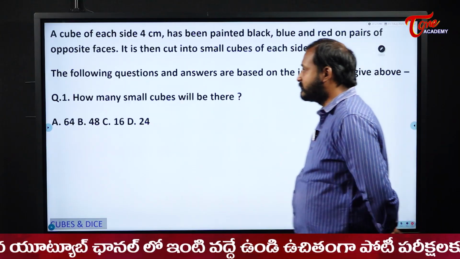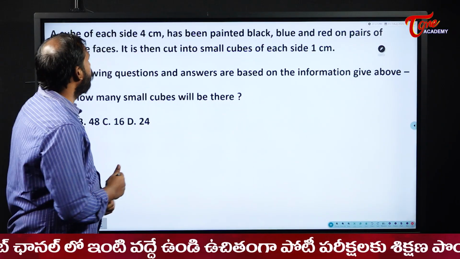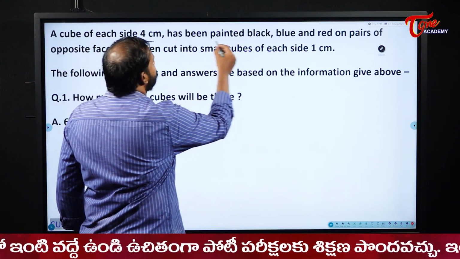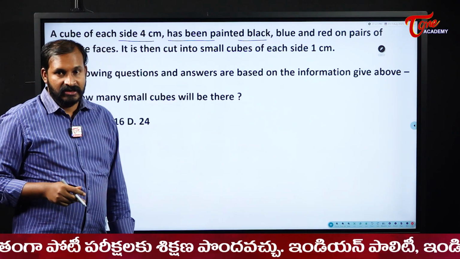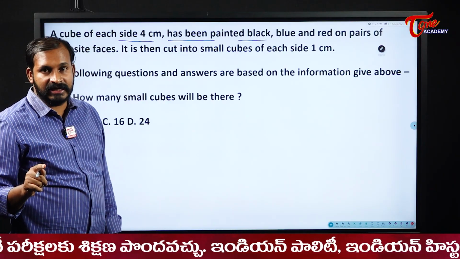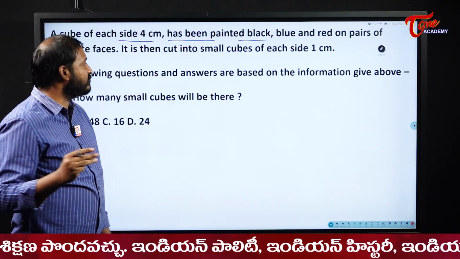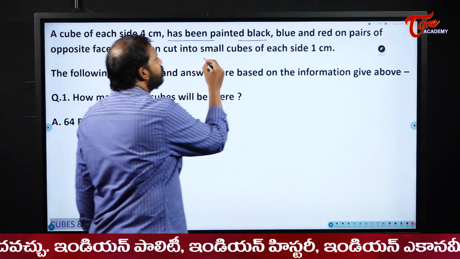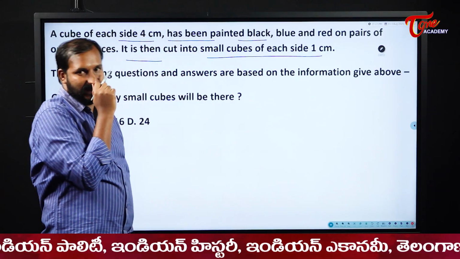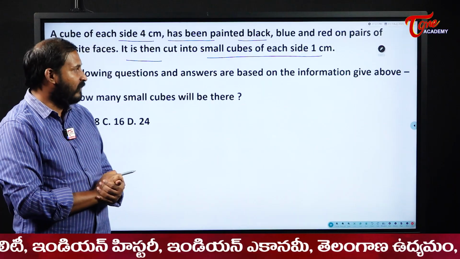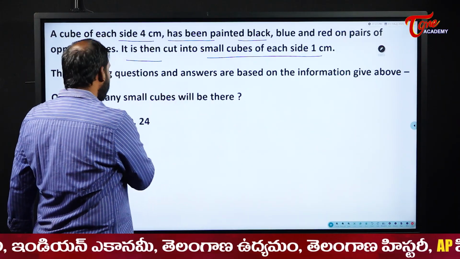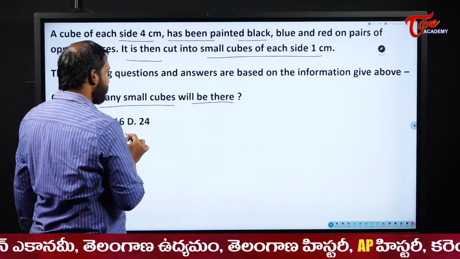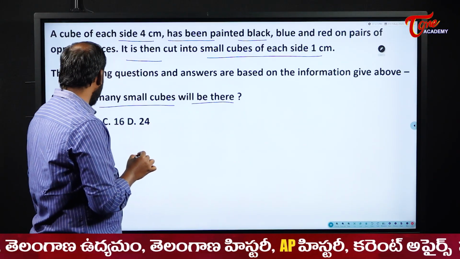Now we will solve some questions, students. A cube of each side 4 centimeters has been painted black, blue and red on pairs of opposite faces. We are not painting a single color; we are painting 3 different colors on opposite faces. It is then cut into small cubes of each side 1 centimeter. How many small cubes will there be?